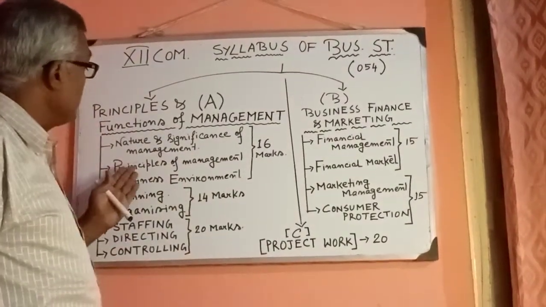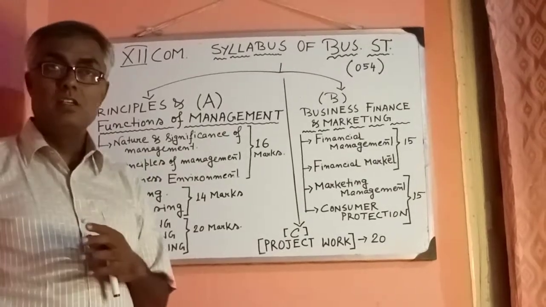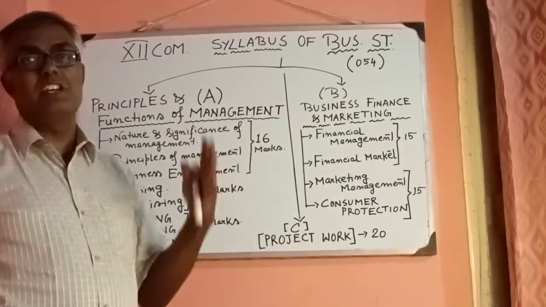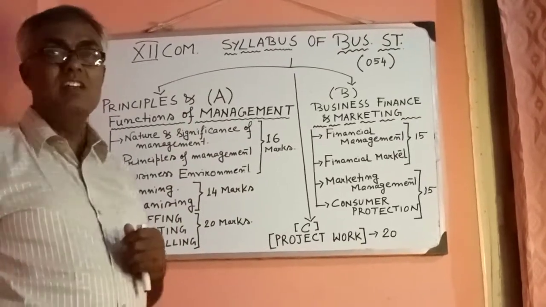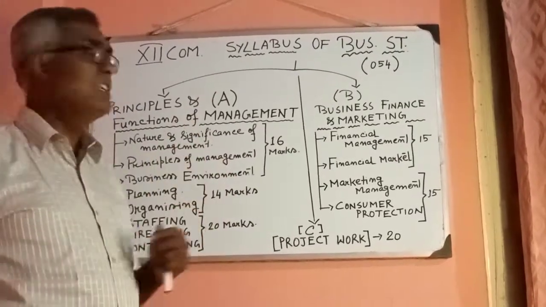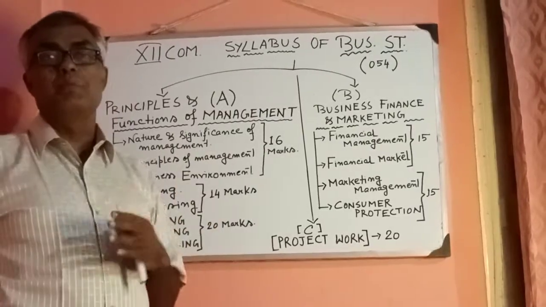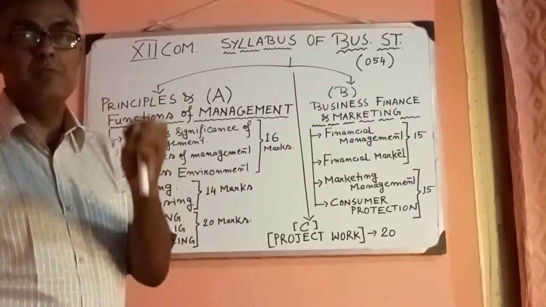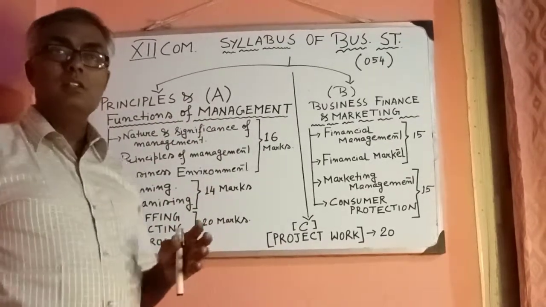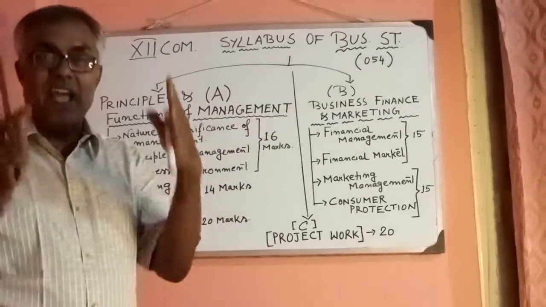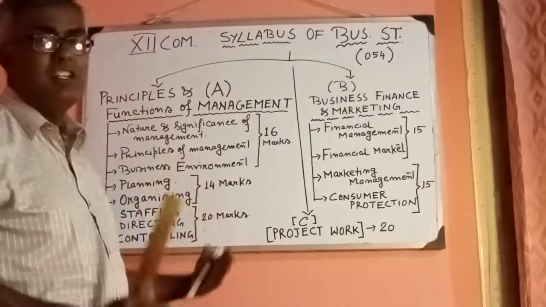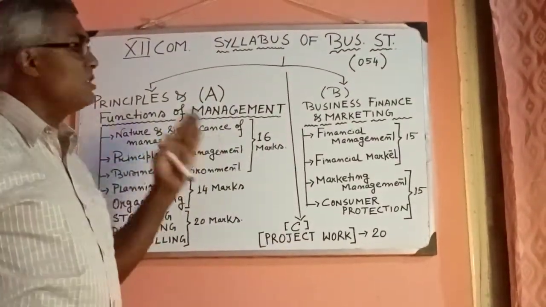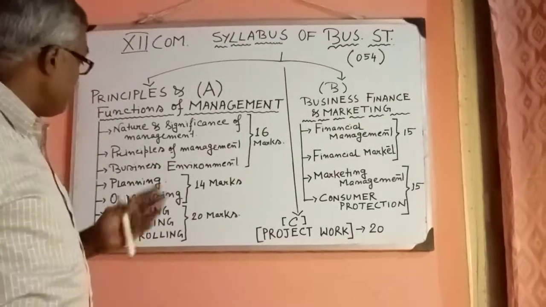Then you will have to read the principles of management. Fayol is the godfather of traditional management. Taylor is the godfather of scientific management. They prescribed 14 and 5 principles respectively, 19 principles in all. These principles act as guidelines for the manager. The manager should follow them. So principles of management are there.